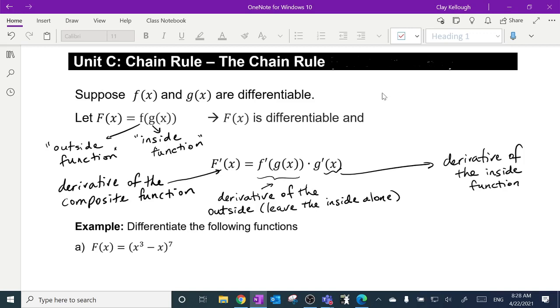The derivative of the composite function is, and I'll try to say this carefully, the derivative of the outside function with the inside function substituted inside of it. And I say leave it alone because you don't change the inside function, and then you multiply that by the derivative of the inside function. So if you need a little more time to write this stuff down, feel free to pause the video, and then we're going to just roll right into the examples here.